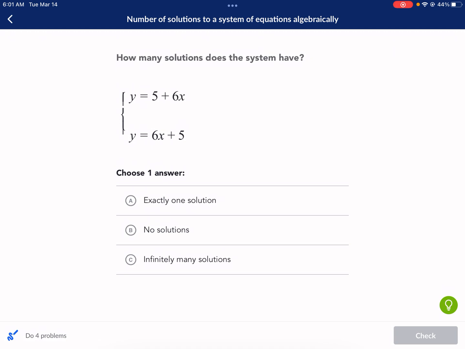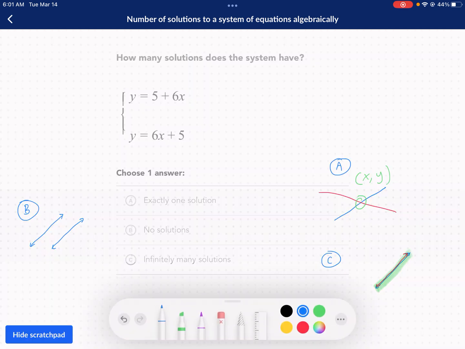So for this one, we're just trying to find if these systems of equations, that means two or more equations with two variables, so we have an x and a y, have one solution, no solutions, or an infinite number of solutions. The example they give to start is y equals 5 plus 6x, and also y equals 6x plus 5. We need to decide if it's A, B, or C. I'm going to talk about each one.